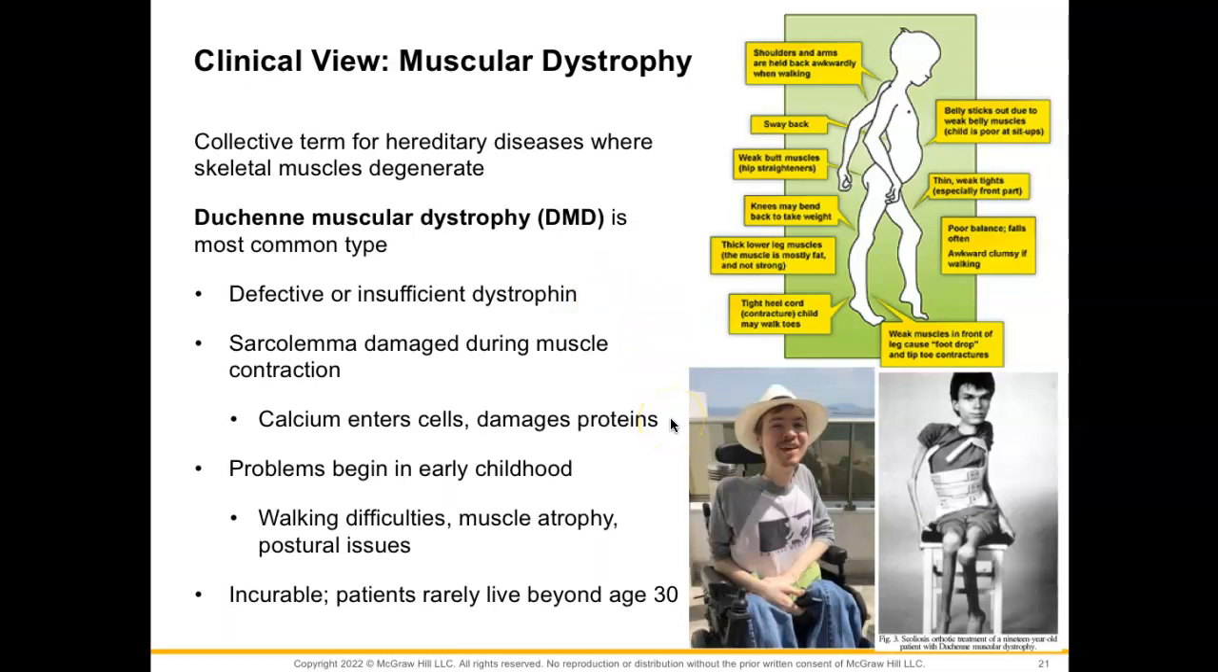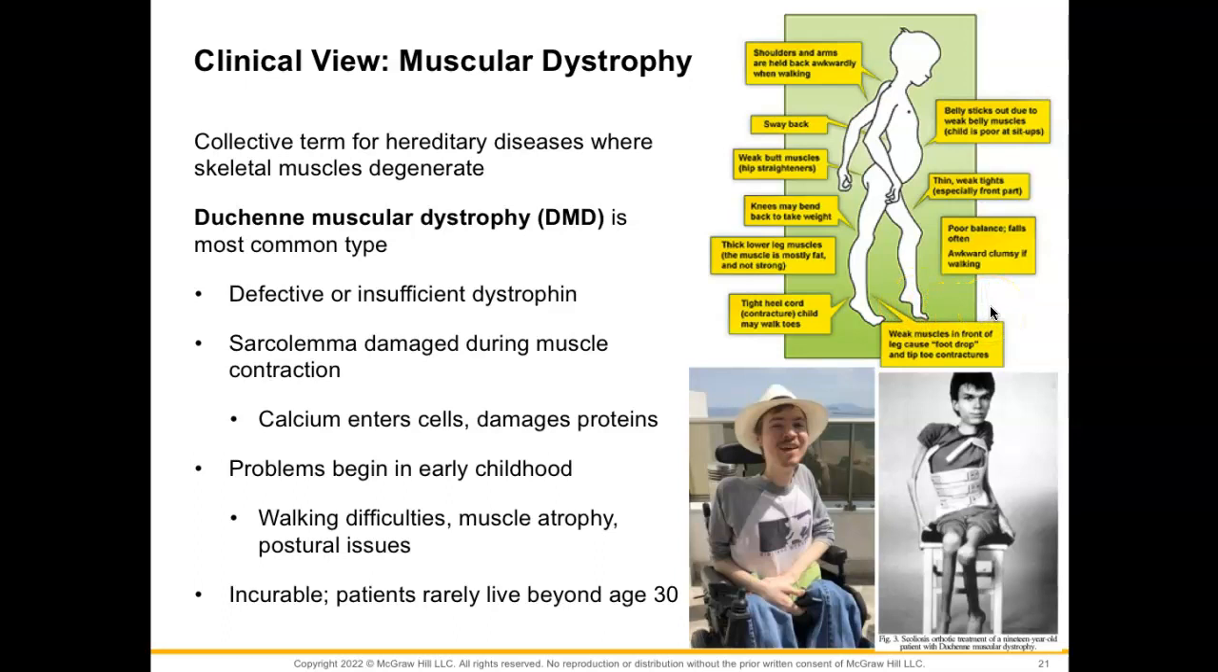The problem starts in early childhood. We start to see that there are walking difficulties. The knees may bend back to take weight. We have thin, weak thighs and poor balance, or they may be very clumsy or just walk awkwardly. And we'll see that we have thicker lower leg muscles and a tight heel. So you might see that they are walking on their toes, kind of like that ballerina drop.